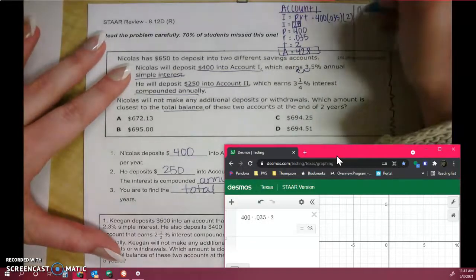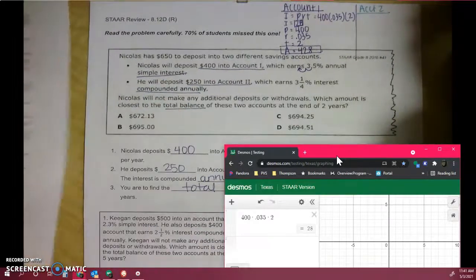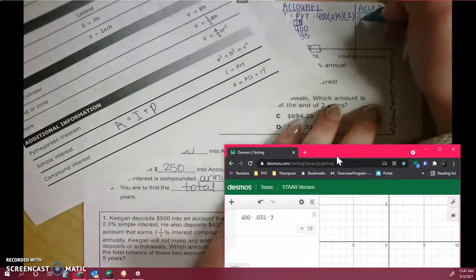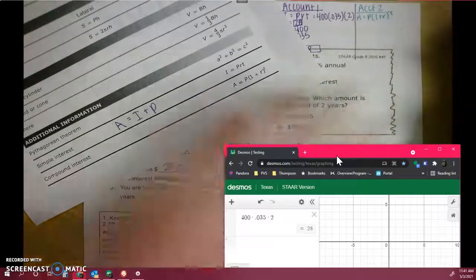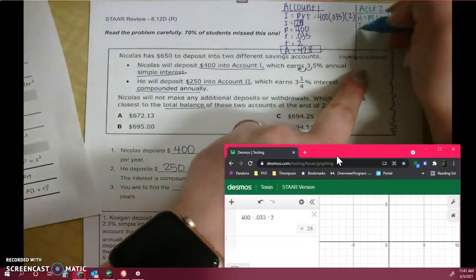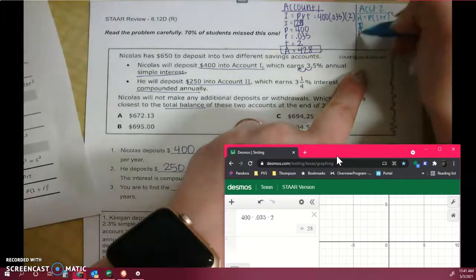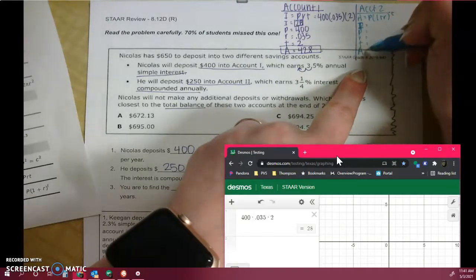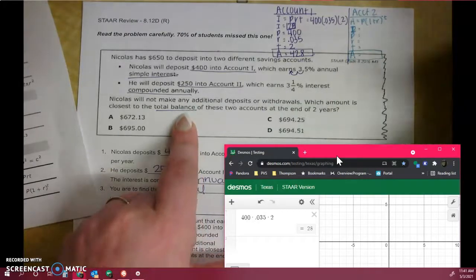So then we have account 2, which says it's compounded annually. So again, I'm going to pull out my formula chart. Compounded annually, A equals P times 1 plus R to the power of T. And again, I'm going to list everything. I, P, R, T, and A. So it did say total balance, so I know I am looking for A at the end of this.